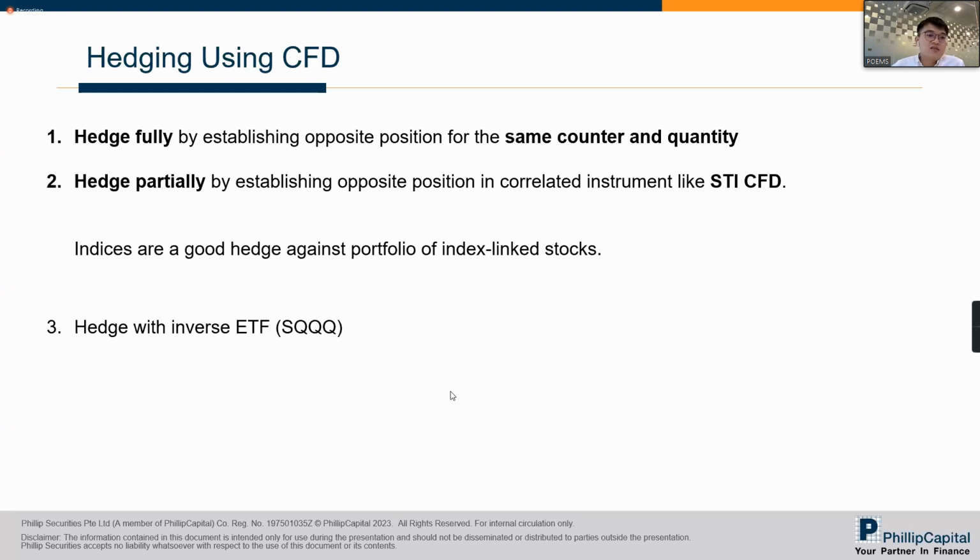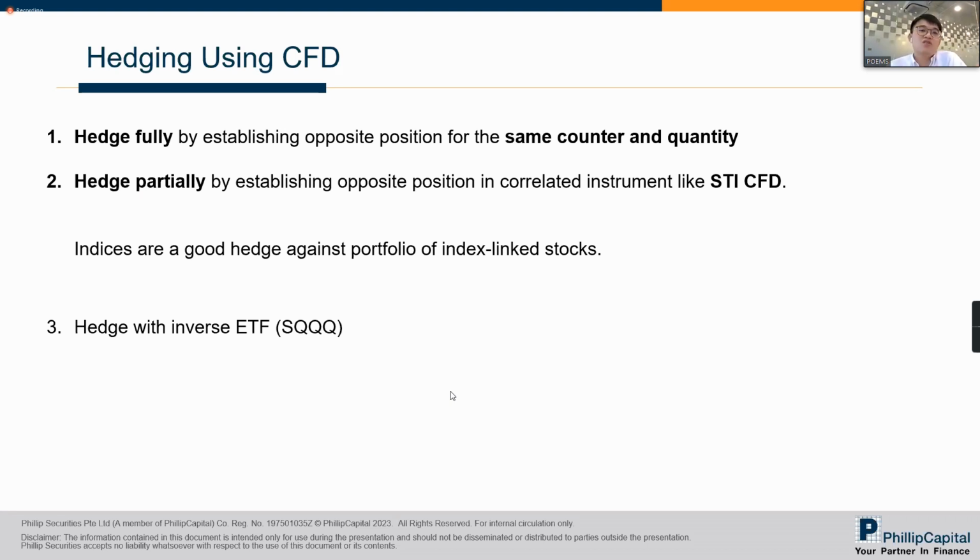So for hedging, using CFD, how to do it? What you can do in CFD by doing hedging? You can hedge fully by opening an opposite position for the same counter and quantity. Let's say that you hold a stock of DBS. You can use your CFD to open a position on the same counter. Let's say you hold DBS, then you open a position in CFD as a short sell. So when DBS goes up or goes down, you are still hedging the position. You won't lose the money. You are locking the position of your holding for DBS. So you don't have any risk anymore.